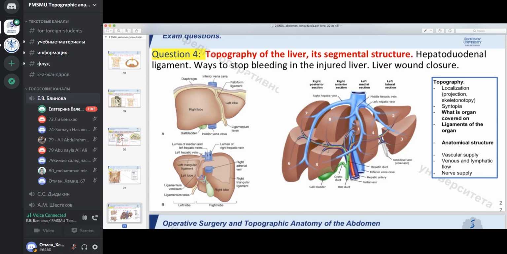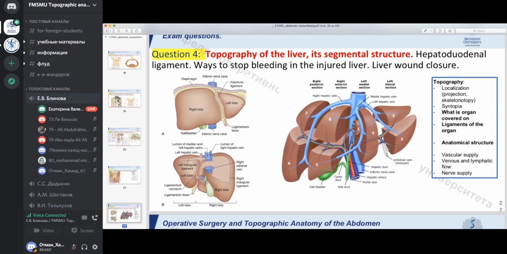The blood supply of the liver has three ways. The arterial way is the common hepatic artery. The common hepatic artery originates from the celiac trunk. The celiac trunk starts from the abdominal part of the aorta. In the hilum of the liver, the hepatic artery divides into the left hepatic artery and right hepatic artery. Each lobe's hepatic artery divides into segmental arteries and then lobular arteries.